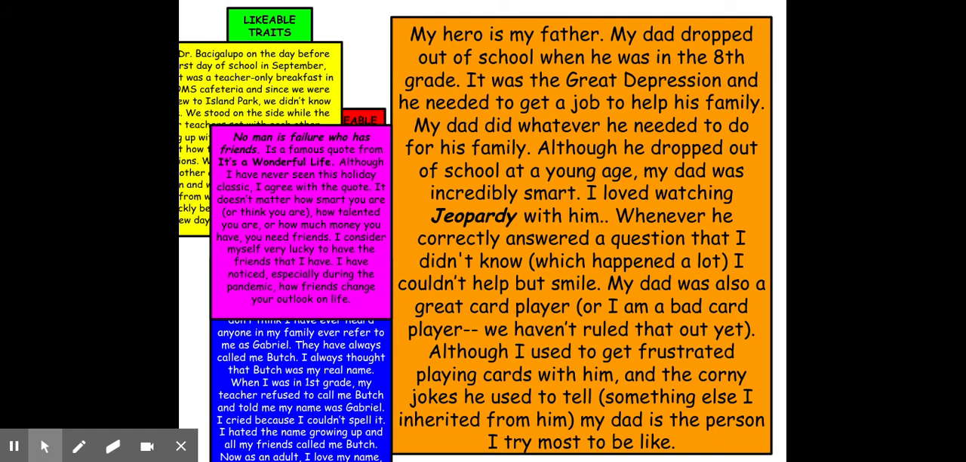My dad was also a great card player. Or I'm a bad card player, we haven't ruled that out yet. Although I used to get frustrated playing cards with him and the corny jokes he used to tell, something else I inherited from him, my dad is the person I try most to be like.